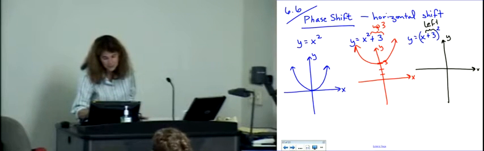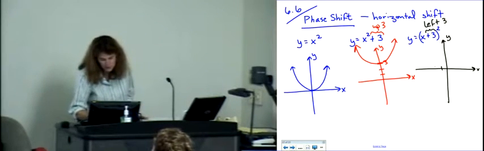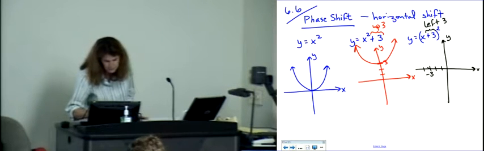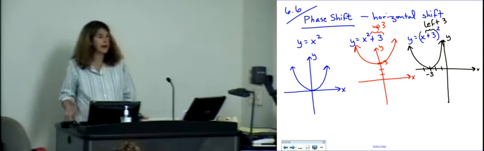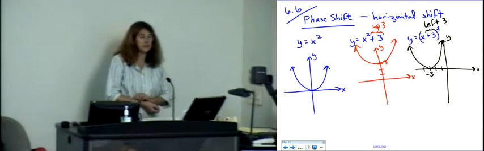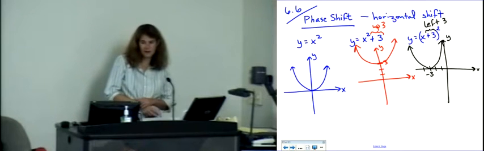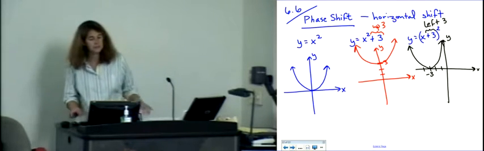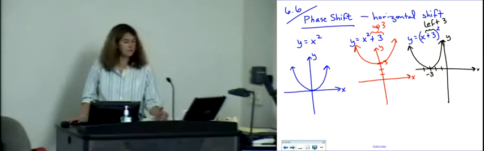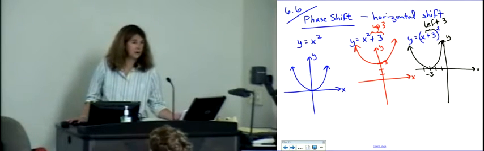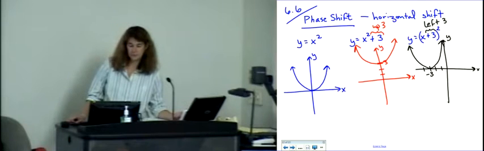So this will be left 3 units. Now, does that point work for the vertex if I'm at negative 3, 0? If I plug in negative 3, I do get 0 out, don't I? As far as just verifying where you are here. So that would be a shift to the left. The horizontal shifts are what we call phase shifts when we work with the trig functions here.